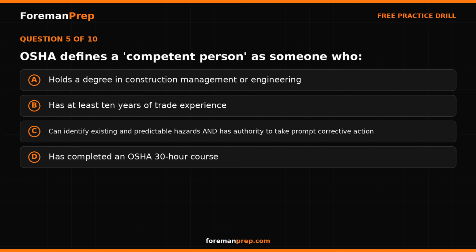OSHA defines a competent person as someone who: Option A, holds a degree in construction management or engineering. Option B, has at least 10 years of trade experience. Option C, can identify existing and predictable hazards and has authority to take prompt corrective action. Option D, has completed an OSHA 30-hour course.